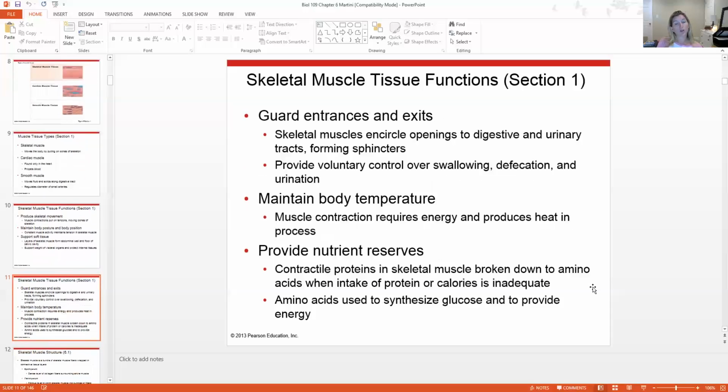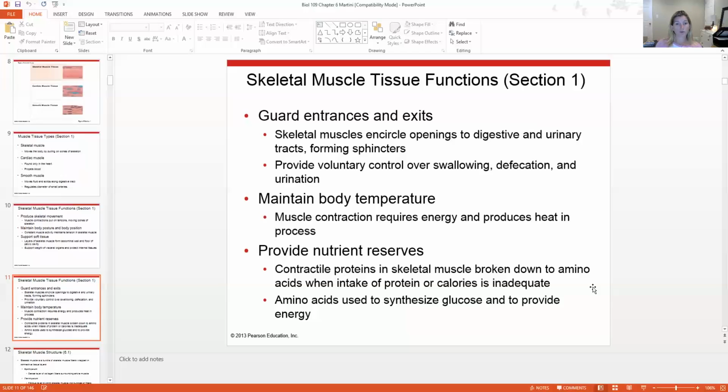They also guard entrances and exits, like your mouth is surrounded by the orbicularis oris muscle. That's what's moving. I can close it and keep my mouth shut. And there's several openings like that around our body where we have voluntary control. It's also there to maintain body temperature. When you get cold, you shiver. And those erector pili muscles contract to erect those hairs. So that's all done through the skeletal muscle.